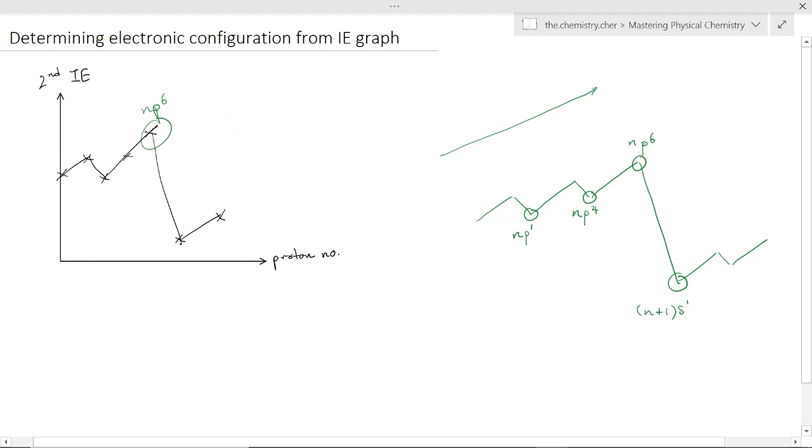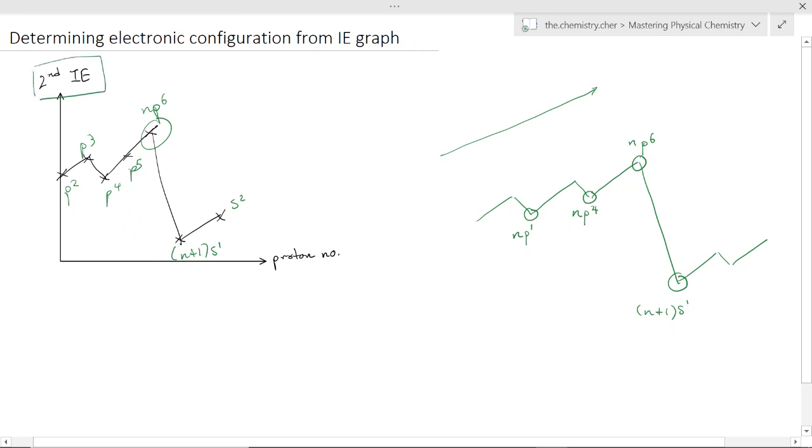So if I were to count backwards, this will be P5, this will be P4, P3, P2, and so on. So this will be the next shell, so it will be N plus 1, S1, this will be S2. And do take note that there is the second IE over here.